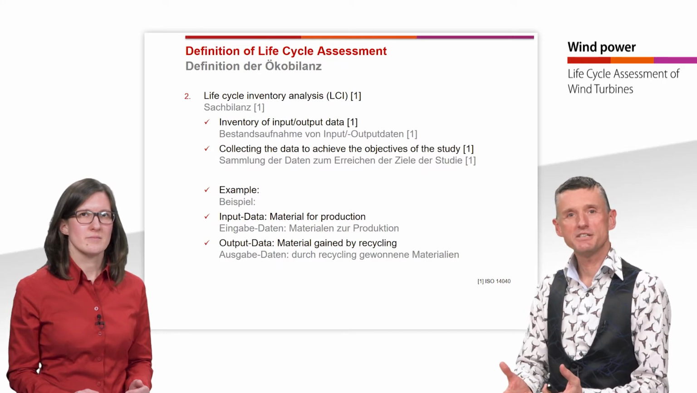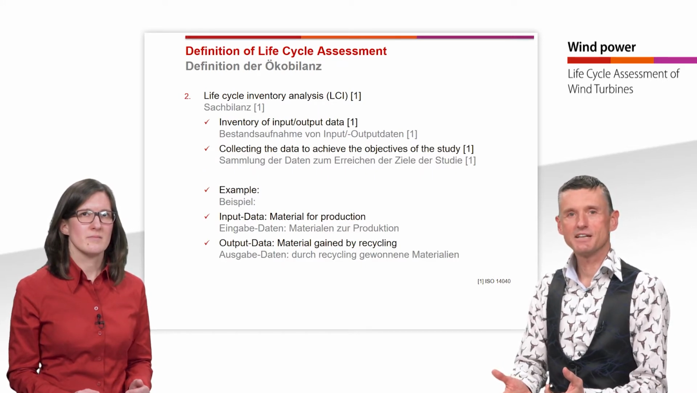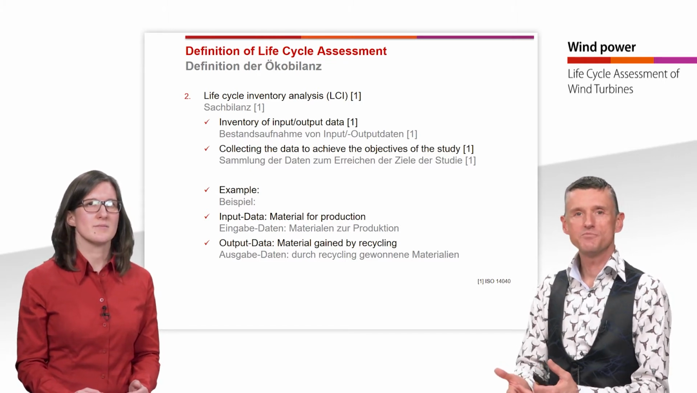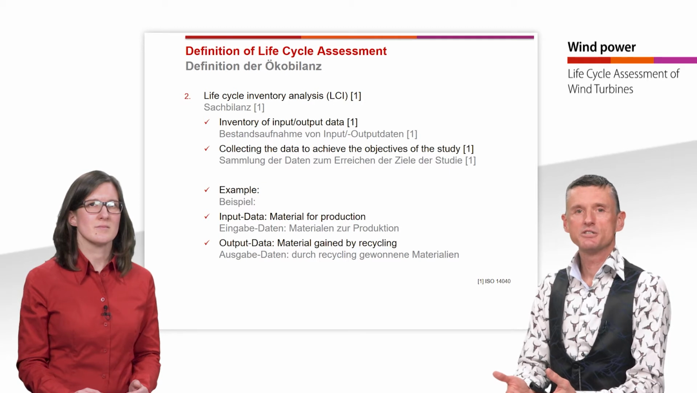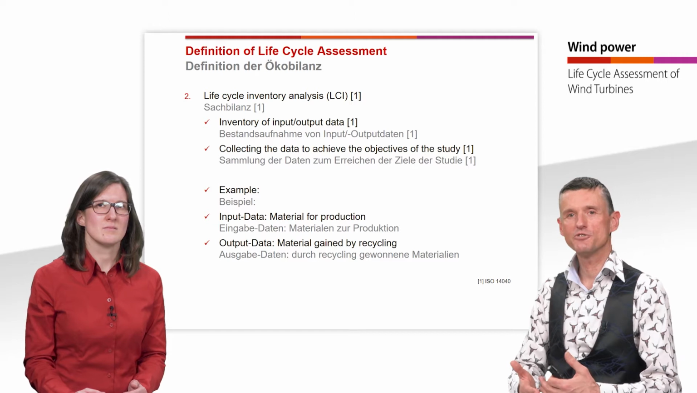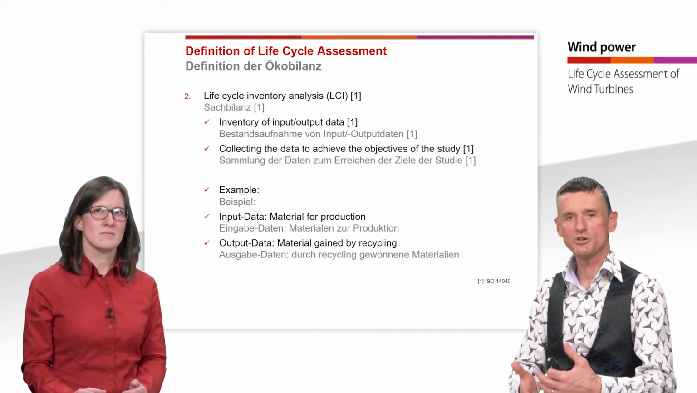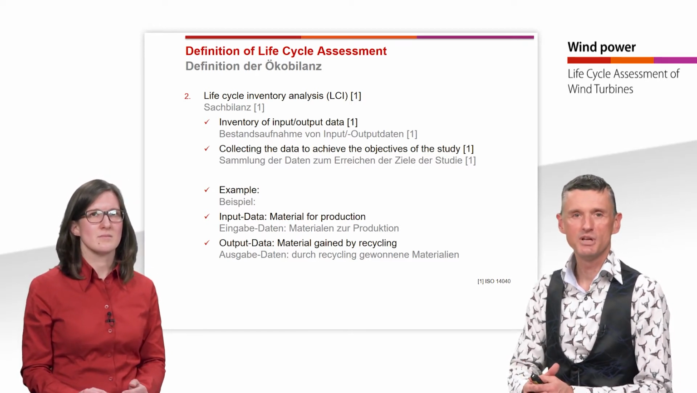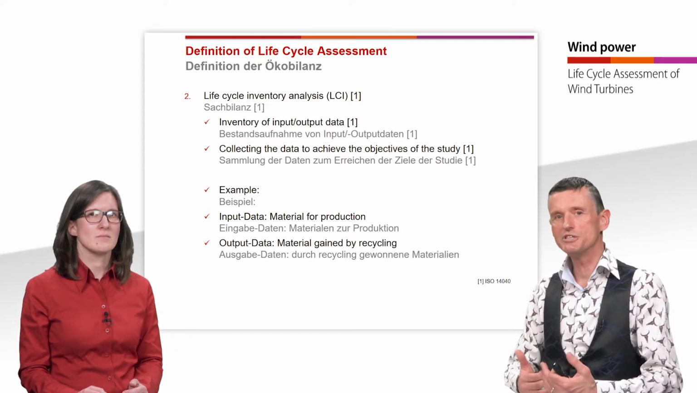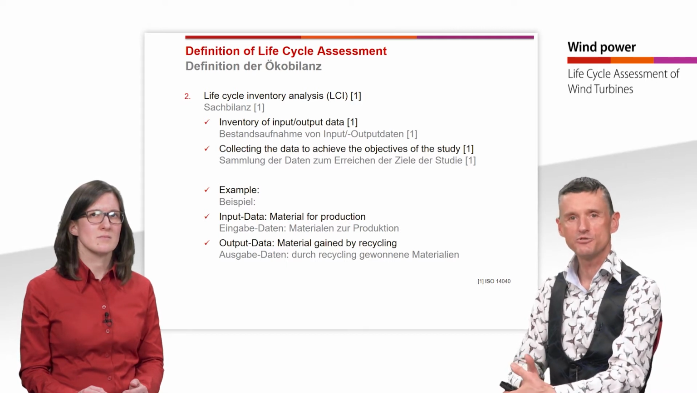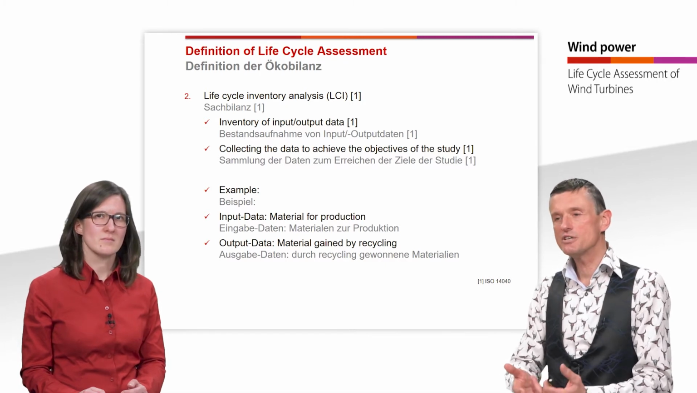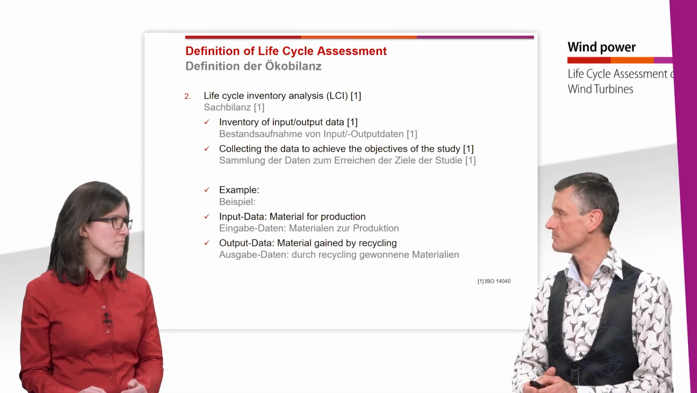And in the second phase, we will then talk about the life cycle inventory analysis, the LCI, the inventory of the input and output data. So we start with collecting all the data that is necessary to achieve the objectives of a study we would like to perform. An example for input data is all the materials used for the production of the wind turbine. And an example for output data is the material that we can gain by recycling processes.